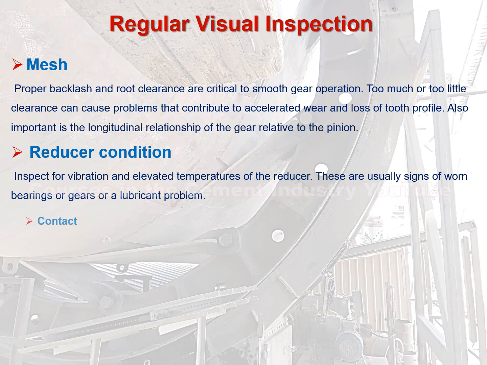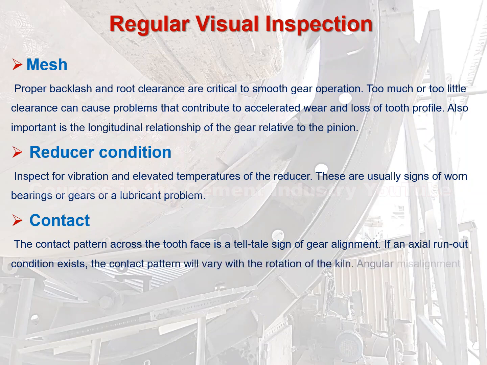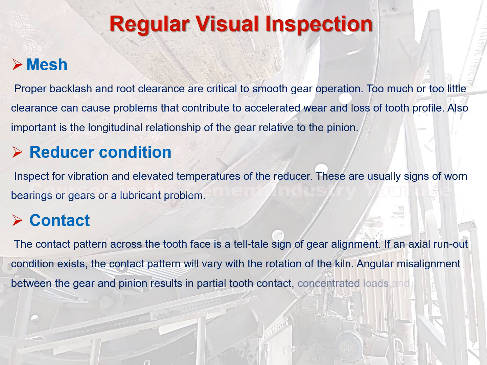3. Contact. The contact pattern across the tooth face is a telltale sign of gear alignment. If an axial runout condition exists, the contact pattern will vary with the rotation of the rotary kiln. Angular misalignment between the gear and pinion results in partial tooth contact, concentrated loads, and premature gear wear or failure.